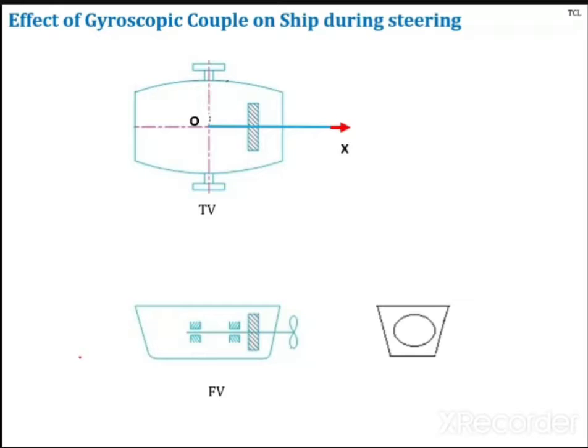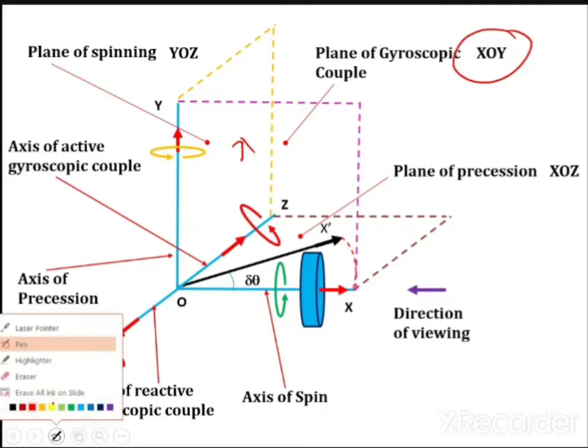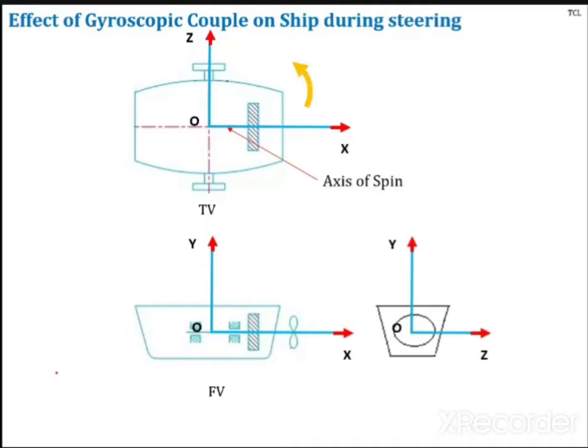Before I start, you have to understand this diagram. The plane of gyroscopic couple, that is XOY, is the plane where you will see the effect of gyroscopic couple. So you have to look from the front view, that is XOY. Now let us start. Let us say this is the axis of spin, OY. Now the direction of weaving.